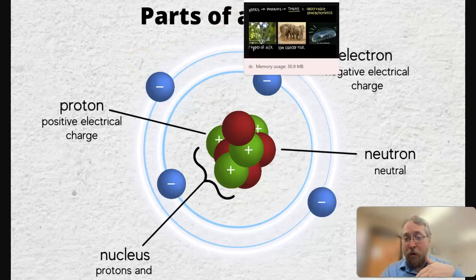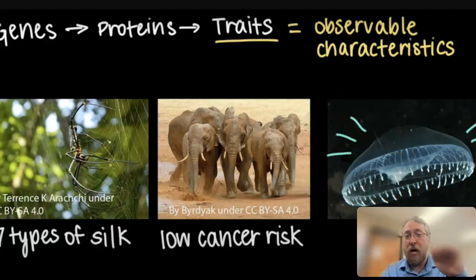Well, we care about the macromolecule level and DNA and proteins because the genes in DNA determine the proteins that an organism makes, which determines the traits that an organism has. And that can be all kinds of things. It can be chemical traits like elephants having low cancer risk. It can be materials like the ability to build spider silk, all kinds of things. But all of those traits come from proteins.